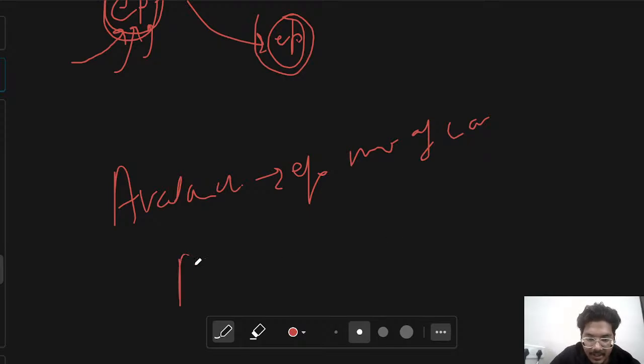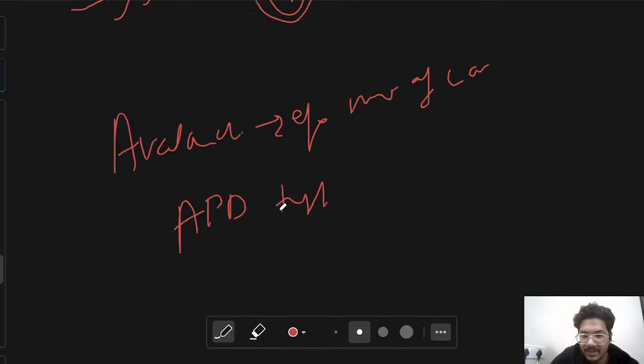So the APD, avalanche photodiode, typically achieves a multiplication factor, termed M, ranging from approximately 10 to the power 2.